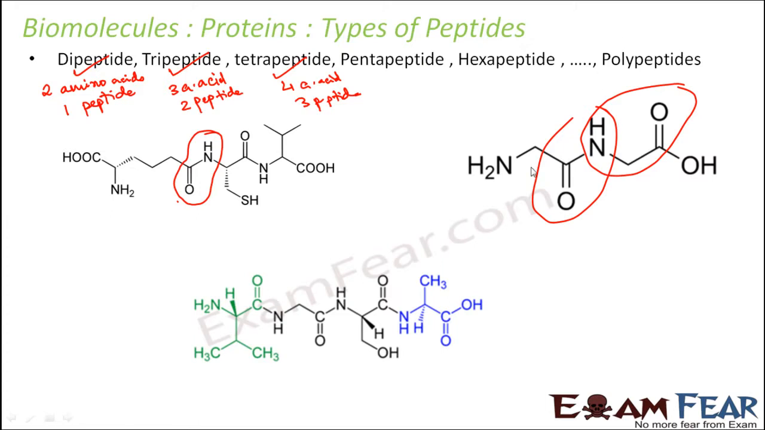I'm sorry, there is just one peptide bond. This is the only one. This is not a peptide bond. So just one peptide bond joining the two amino acids. This is an example of a dipeptide.